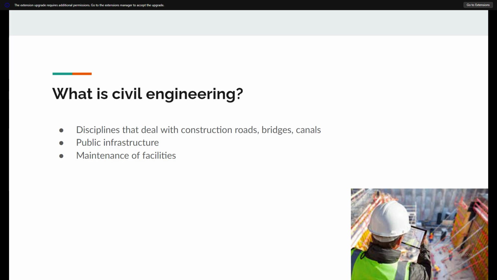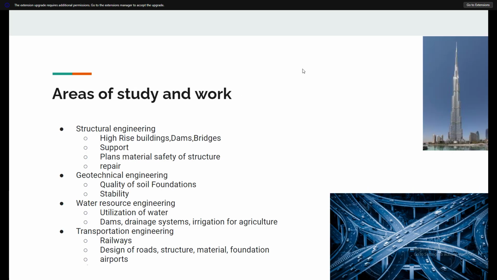So, what is civil engineering? Typically, civil engineering are disciplines that deal with the construction of public infrastructure, such as roads, bridges, canals, and just generally structures which you see in your city. It also involves the maintenance of these structures. Areas and study of work.